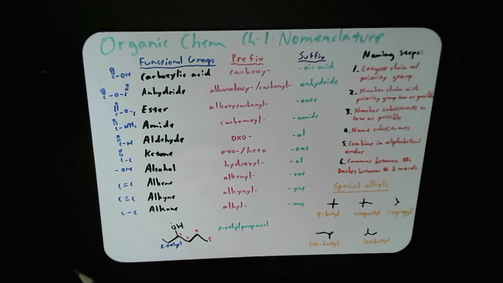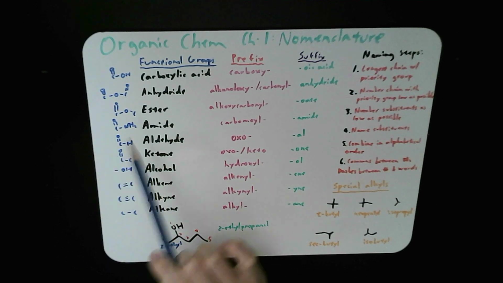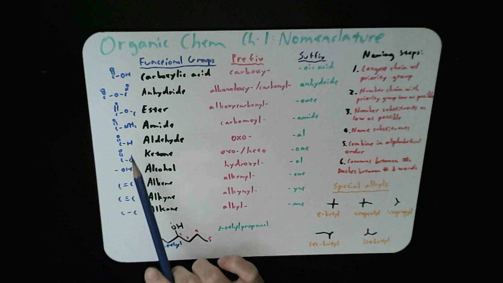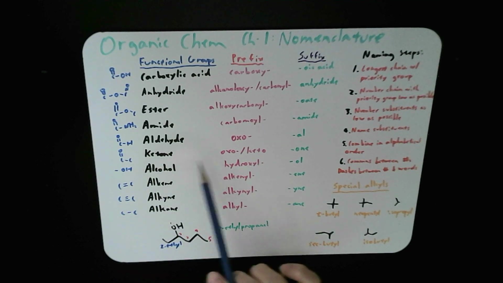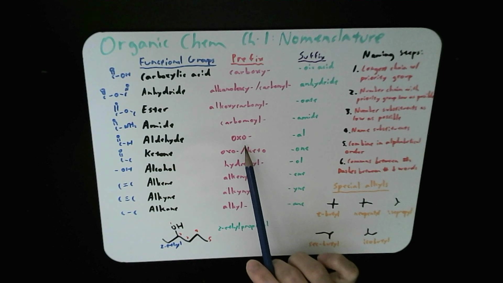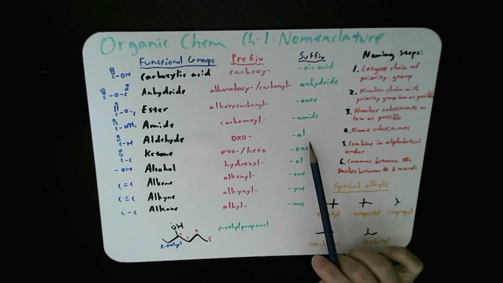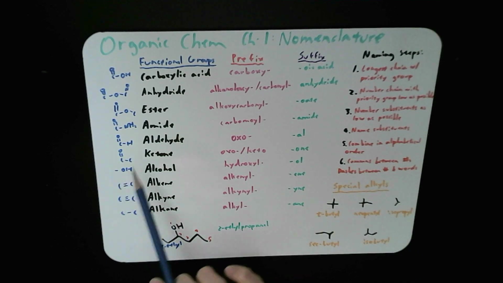Aldehyde is a lot more simple. It's just a carbonyl group with the C bonded to just an H. So no excess extraneous groups bonded to it. Aldehyde, and the prefix is oxo. The suffix is al. Aldehyde, al.